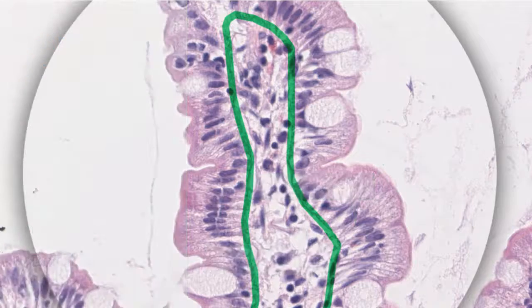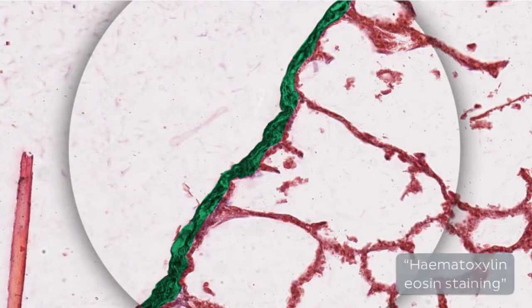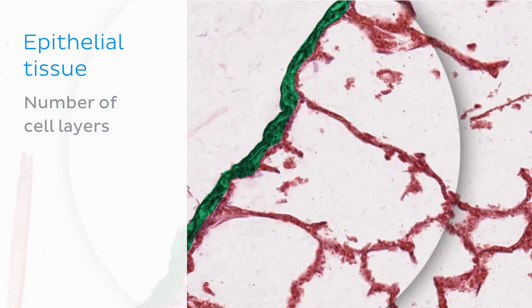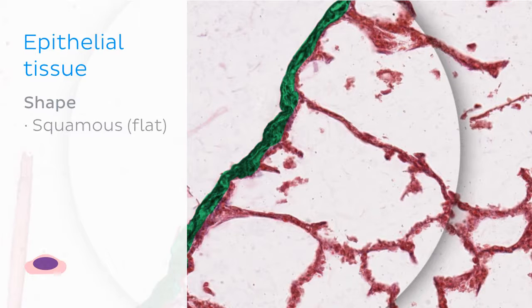When we're classifying epithelial tissue, several factors are considered. For example, the number of cell layers present. It can be classified as either simple when only one layer of cells is present, or stratified when two or more layers of cells are present in the tissue. It can also be classified according to the shape of the epithelial cells, that is as squamous, cuboidal, or columnar.